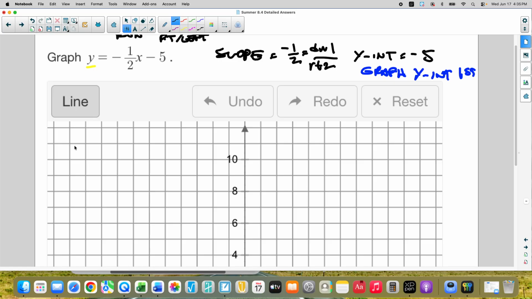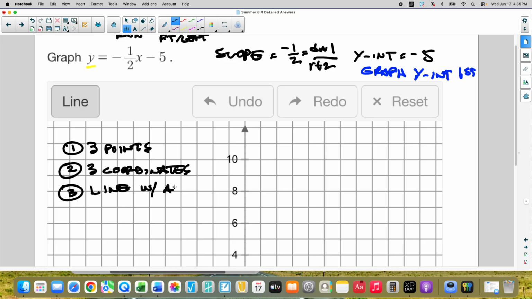So 3 things. Number 1 is you want 3 points. You want 3 coordinates. You want a line with arrows. So those are the important things.